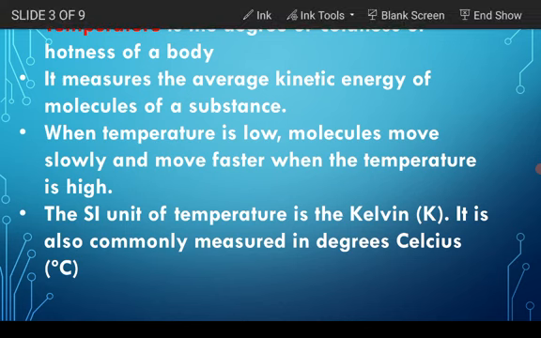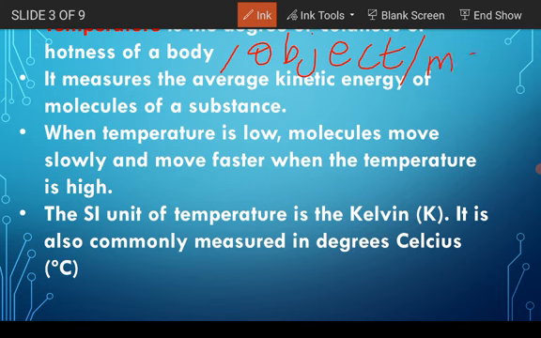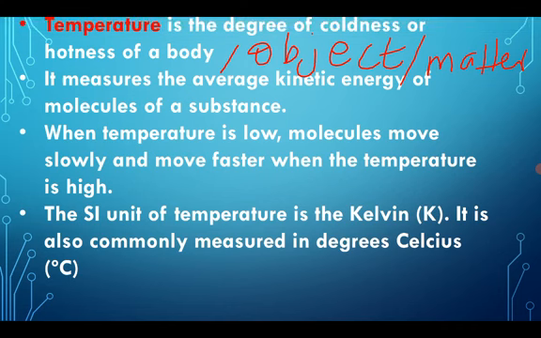Remember, body is used in physics to mean any object or simply matter. All right, so temperature is the degree of coldness or hotness of matter. Remember that you cannot judge the hotness or the coldness of a body or an object or any substance by simply using your sense of touch. In physics, you have to quantify the coldness and the hotness using an instrument called a thermometer.